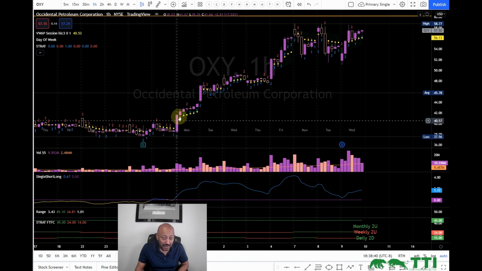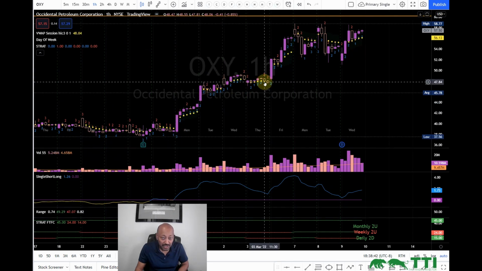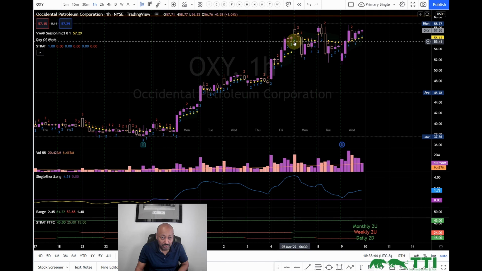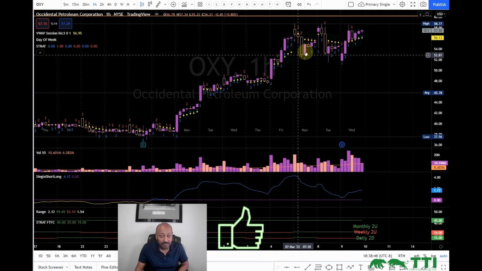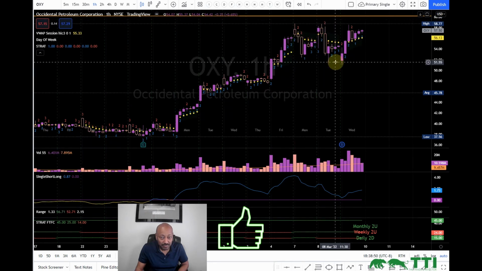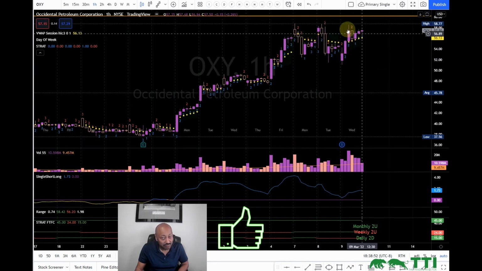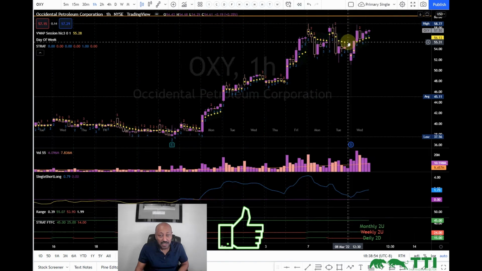We see price up, consolidate, up, consolidate, up, consolidate, up, and then it fell a little bit. Consolidated, up, fell, consolidated, up. I don't know what it's doing. Just to give you a good example.